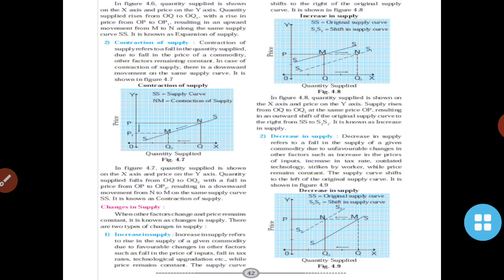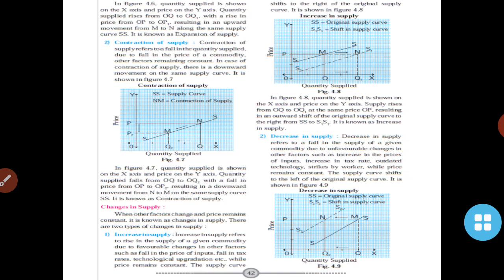Now the second is the contraction of supply. What is the contraction of supply? Contraction of supply refers to a fall in the quantity supplied due to a fall in the price of the commodity, other factors of supply remaining constant. There is a downward movement along the same supply curve.